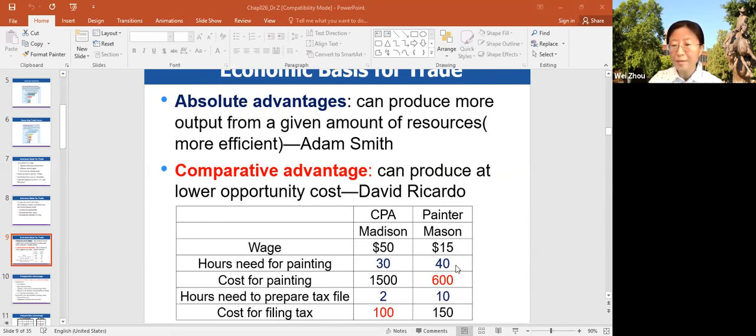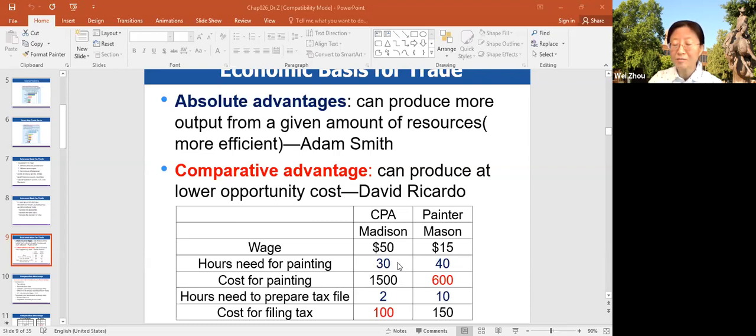If you look at the blue part, you'll find Madison, probably younger, I don't know, spent only 30 minutes to paint the house. But Mason, even though he's a professional painter, takes 40 hours. For the tax file, Madison, the certified CPA, takes 2 hours and Mason 10 hours. So the blue part tells you that for both painting and preparing the tax file, Madison is doing better on both of them. Compared to the other person, you will be more productive.